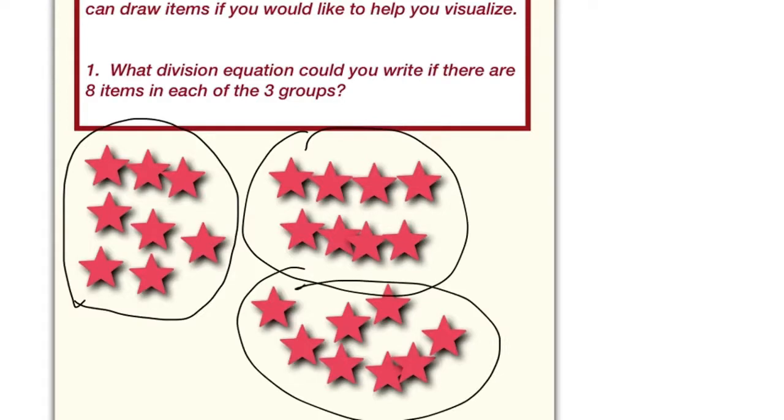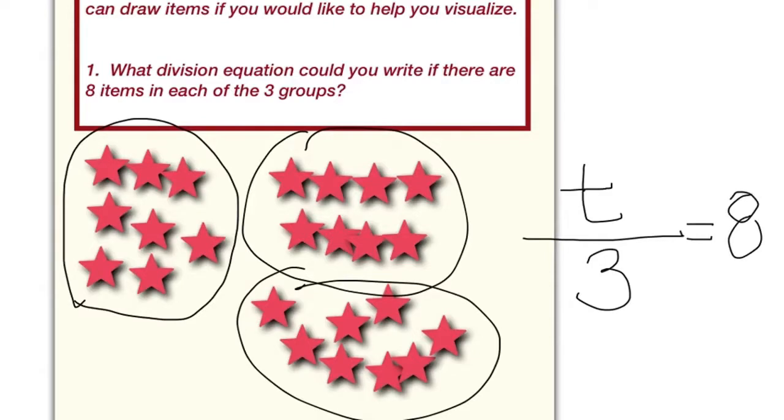What division equation could you write if there are 8 items in 3 groups? Well, if we didn't know how to count and we just wanted to make up an equation, we would say that our total would be, let's call it T for total, T divided by the number of groups, which is 3, equals 8 pieces. We happen to know that there are 24 items here, so if we had solved this, 24 divided by 3 does equal 8, so it makes sense.